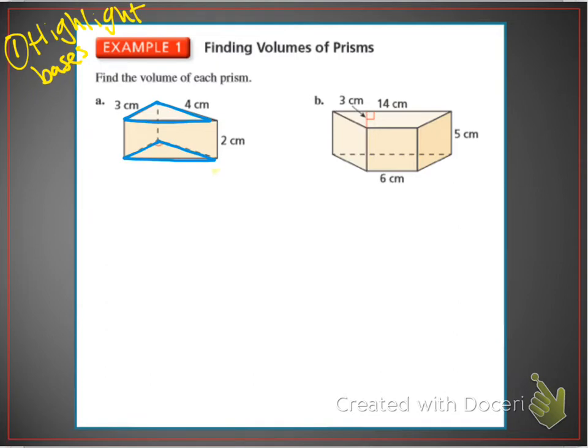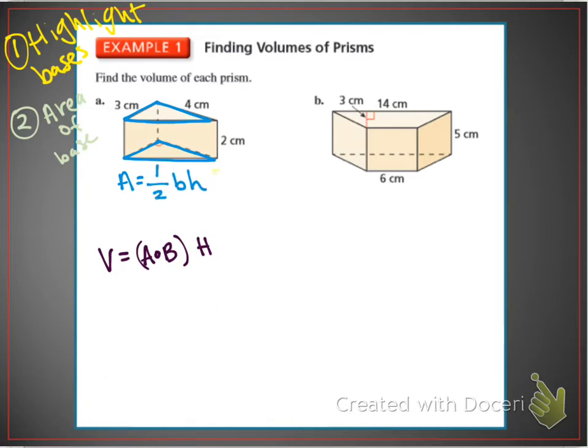So the next step is step 2. We are going to find the area of the base. Because remember, the volume formula, I'm going to write AOB for area of the base, is the area of the base times the height of the whole object. So I'm going to find the area. It is a triangle, so this is where you would need to know the triangle area formula. I can put it at the end of this lesson. The area of a triangle is 1/2 base times the height.